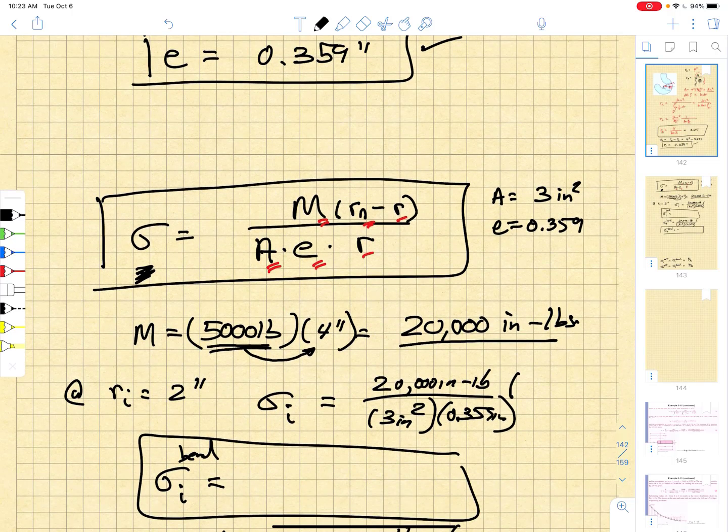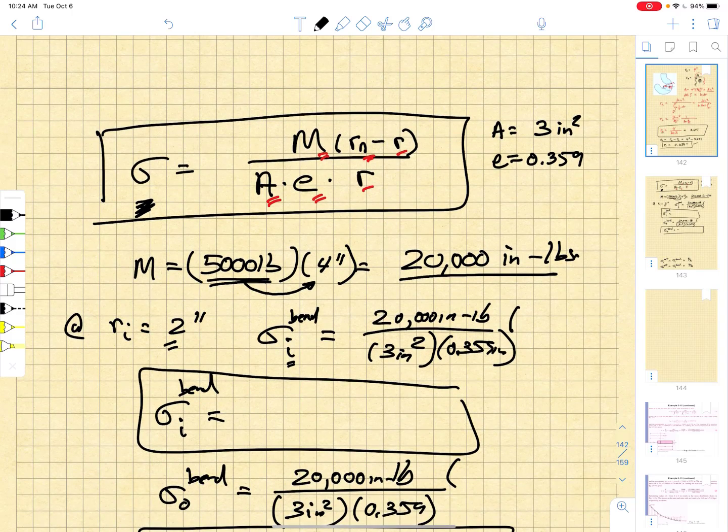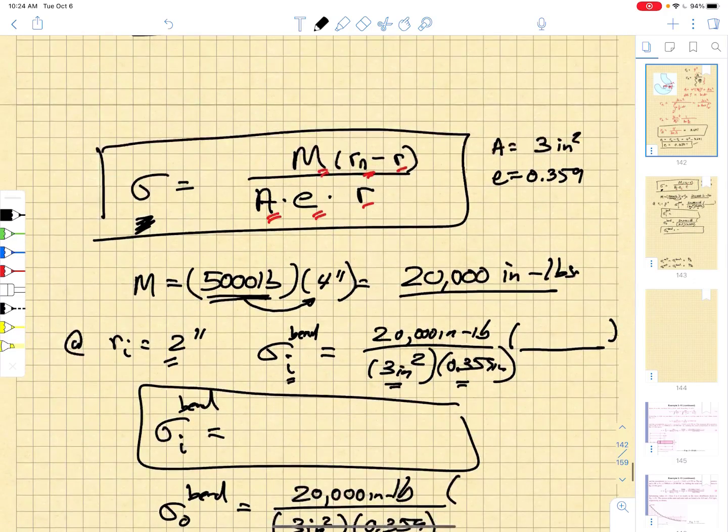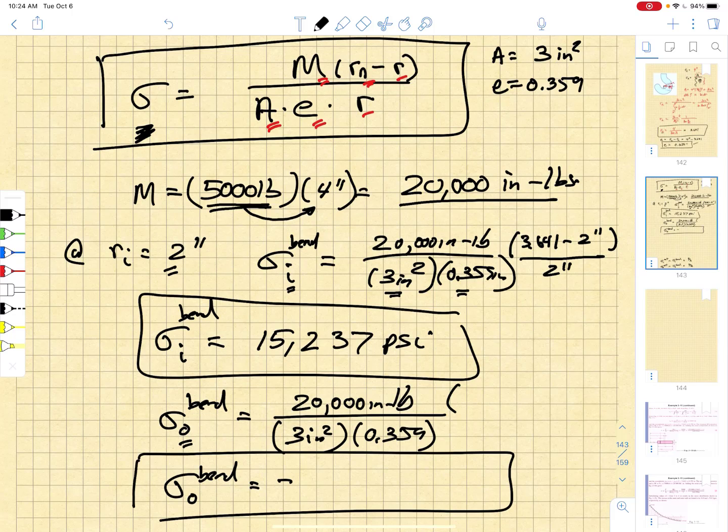Now, if we want to figure out the bending stress at the interior, where Ri is equal to 2 inches, we take that moment and divide it by the cross-sectional area and the eccentricity, and then multiply by the difference between the neutral axis location, which was 3.641, and the location of interest, 2 inches, and we divide that by 2 inches. That gives a bending stress of 15,237 psi.